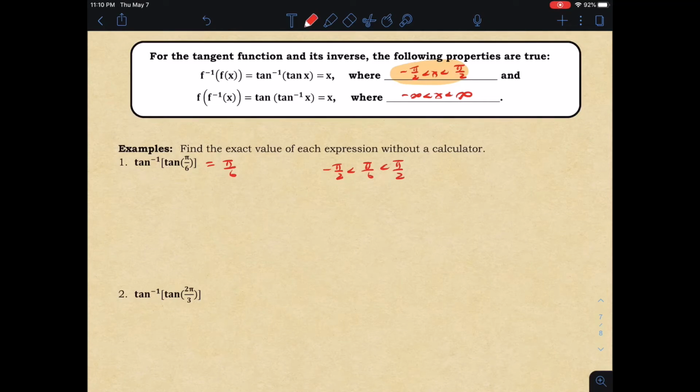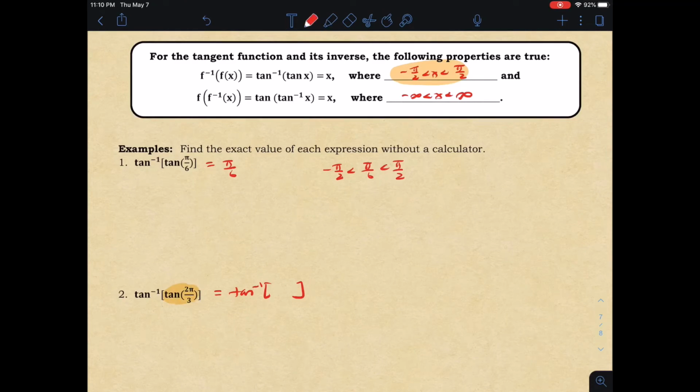Now if you look at number 2 here, pay attention to 2 pi over 3. That is not an angle between negative pi over 2 and pi over 2. So there's actually a couple ways you can do this. One way is you can always do it by brute force. You can first figure out what is tangent of 2 pi over 3. What is this equal to here?